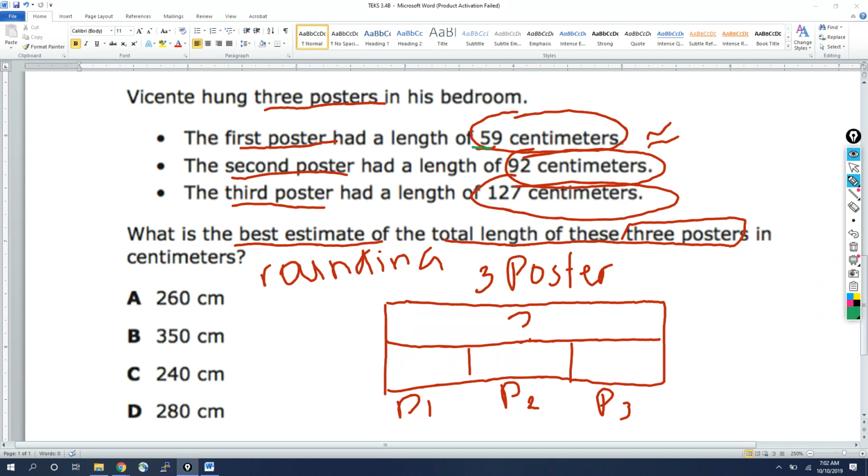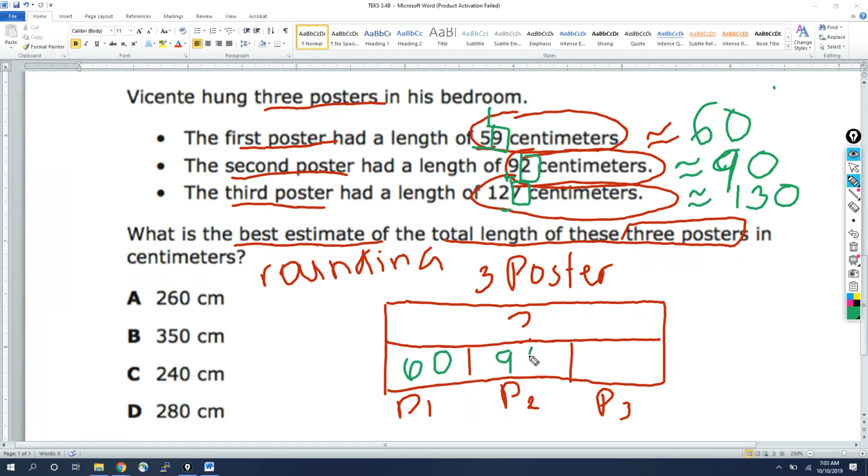Underline the 10s place, box the next number. 9 is a strong number, add 1, so 1 plus 5 will be 6, everything else becomes a 0. Make sense? Now underline the 10, box the 2. 2 is a weak number, so the 9 stays the same. The 2 in the 1s place becomes a 0. This one is still rounded to the nearest 10. So underline the 2, box the 7. 7 is a strong number, add 1 to the 10s place. So the 100s place stays the same. 2 plus 1 will be 3, and then here will be 0. So now we have poster 1, estimate about 60, poster 2, estimate 90, and this is 130.